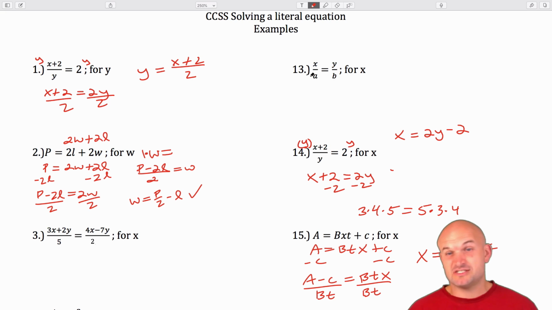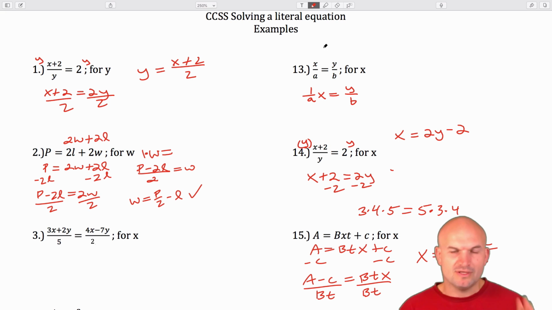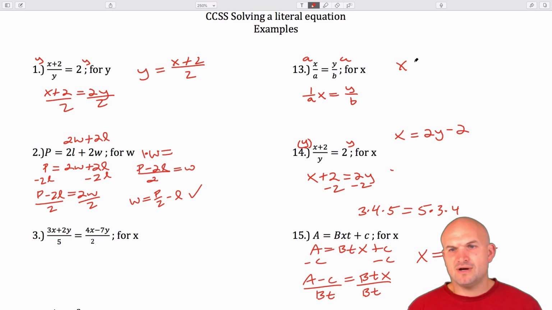Question number 13 here is solve for x. All x is doing is just being divided by a. And again, that's really the same thing. You could also rewrite this as 1 over a times x is y over b. It doesn't really matter if it's divided by a or multiplied by a reciprocal. So you're just going to multiply by a on both sides. So therefore, x is equal to y times a over b.